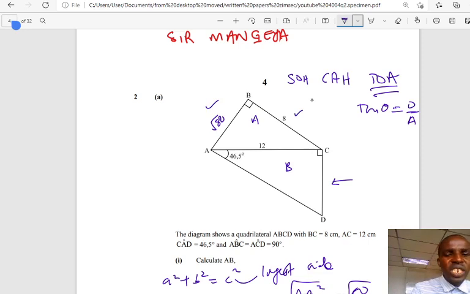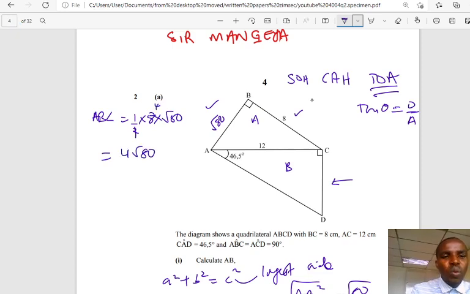So let me just do it here. I can say area of ABC is equal to half base times height. Base is 8 times height is root of 80, like this. So here 2 into 8 is 4. So it will be 4 root 80 square centimeters. That's the area of triangle ABC.